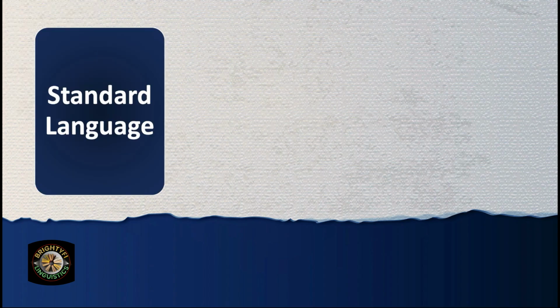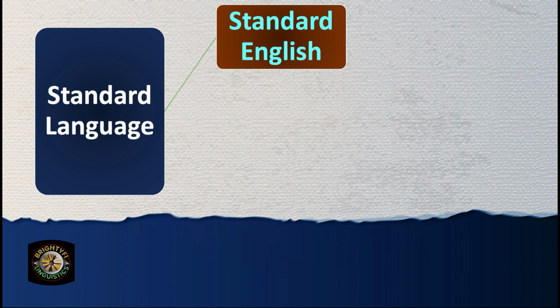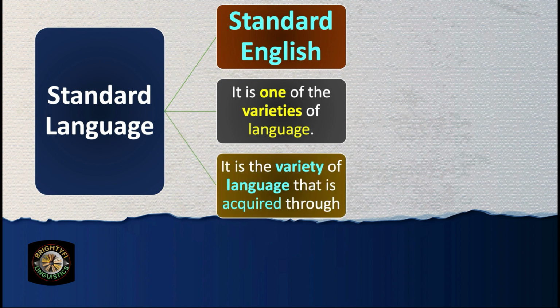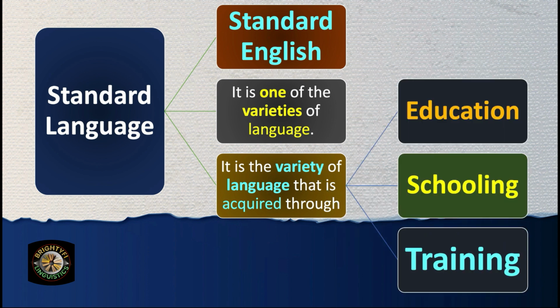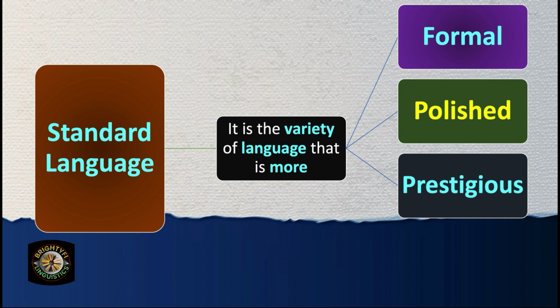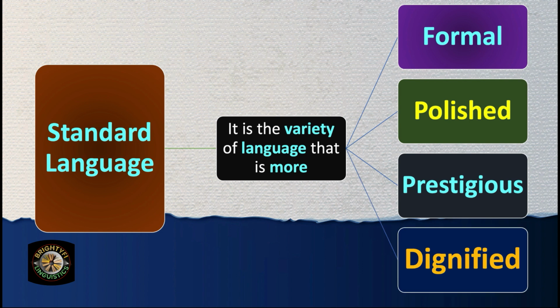A standard language. What is it? A standard language can also be termed as standard English. It is one of the varieties of language, and it is the variety of language that is acquired through education, schooling, and training. A standard language is the variety of language that is more formal, polished, prestigious, and dignified. So we come to know that a standard language has its own prestigious position in society.